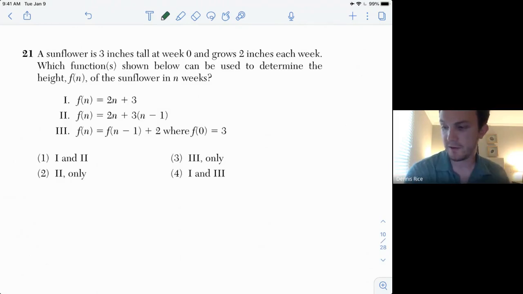So we're told a sunflower is 3 inches tall at week 0 and grows 2 inches per week. Which function, or functions plural, shown below can be used to determine the height in n weeks?